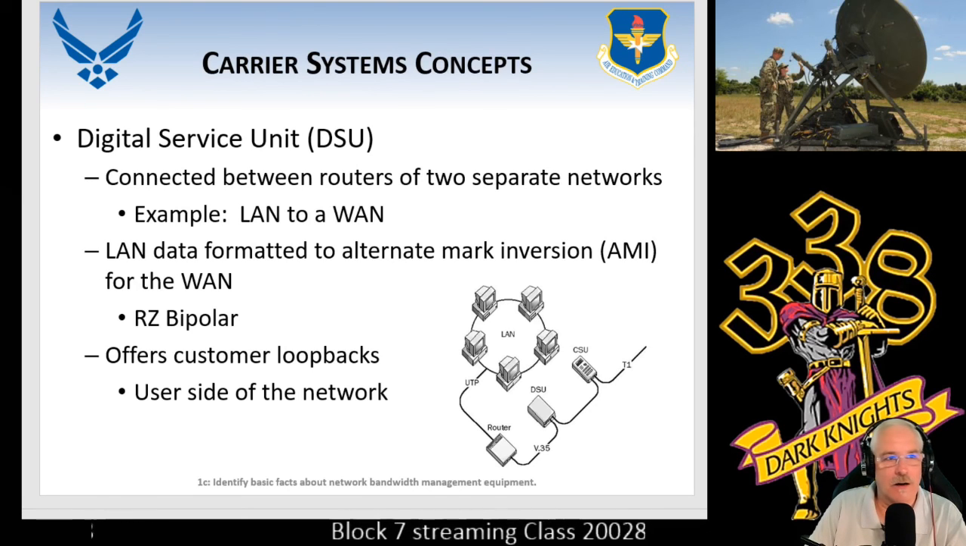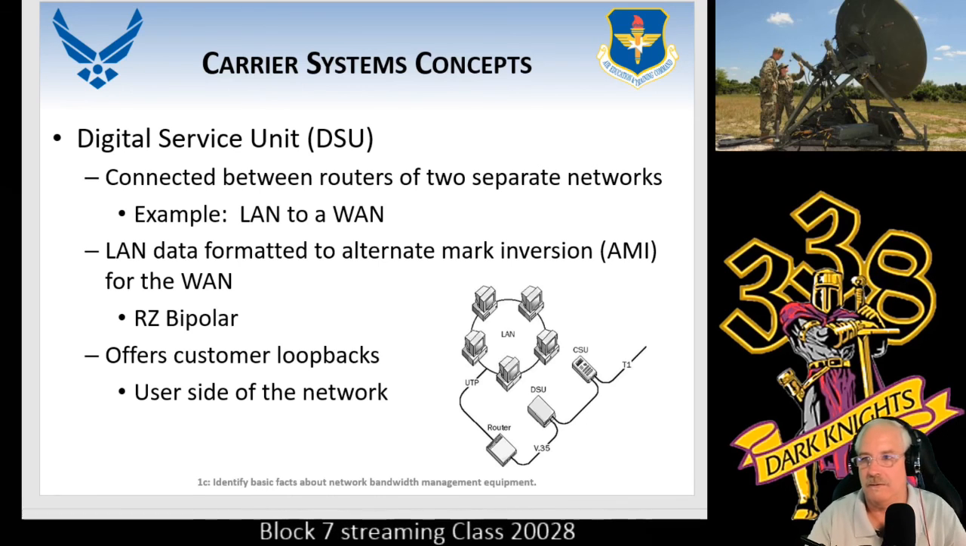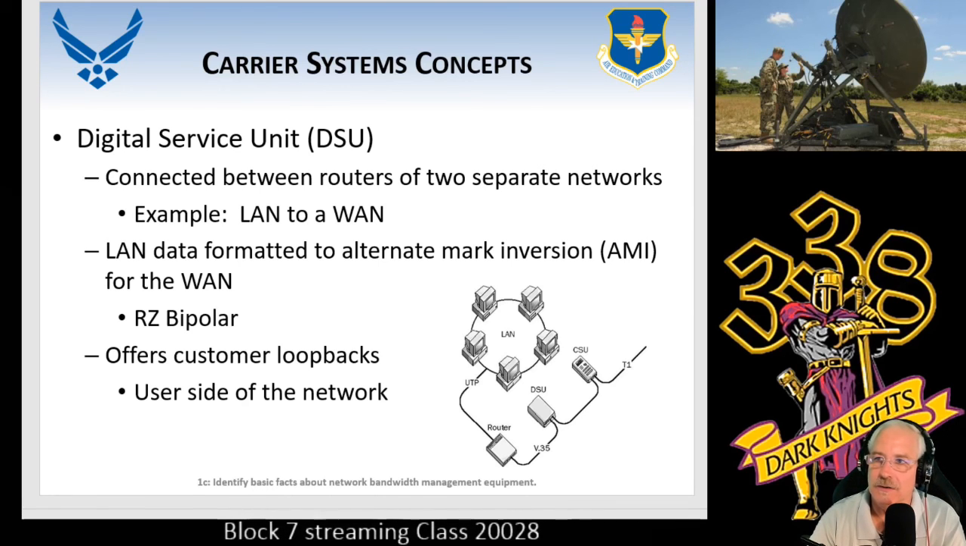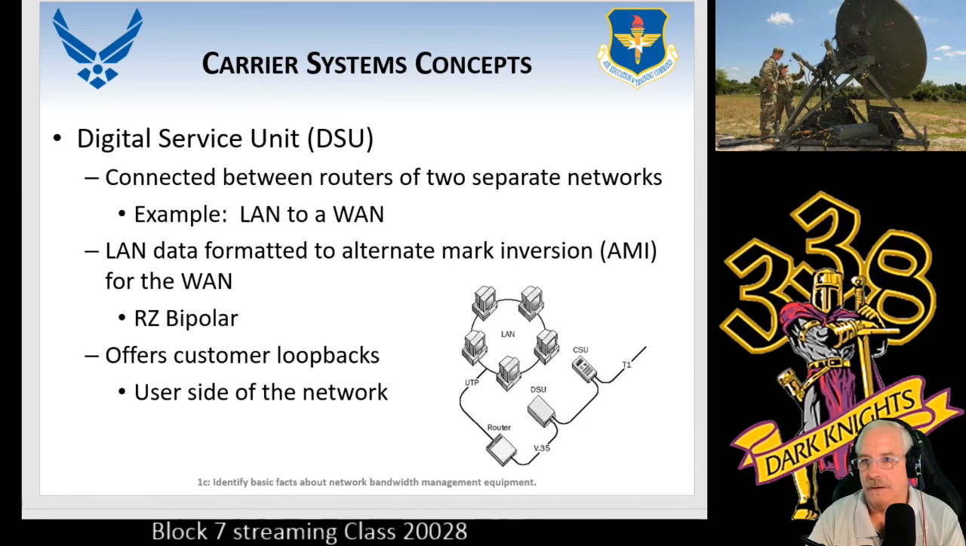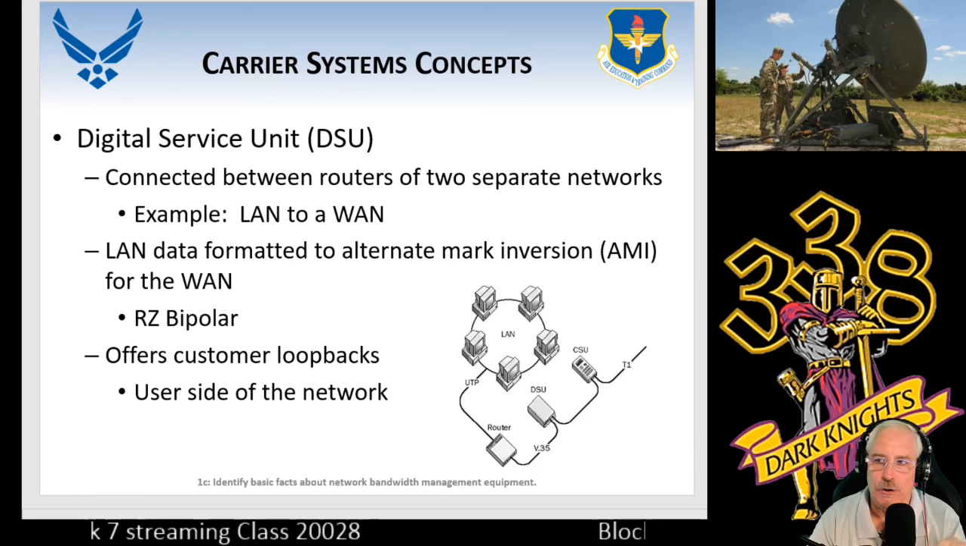We have something called carrier system concepts. We have a DSU and a CSU. The DSU is considered between the routers of the customer. Now, the big thing about this is you'll see that it says RZ bipolar. It is the user side of the network. Oh, look, notice it says AMI, alternate mark inversion. Wonder where you heard that.